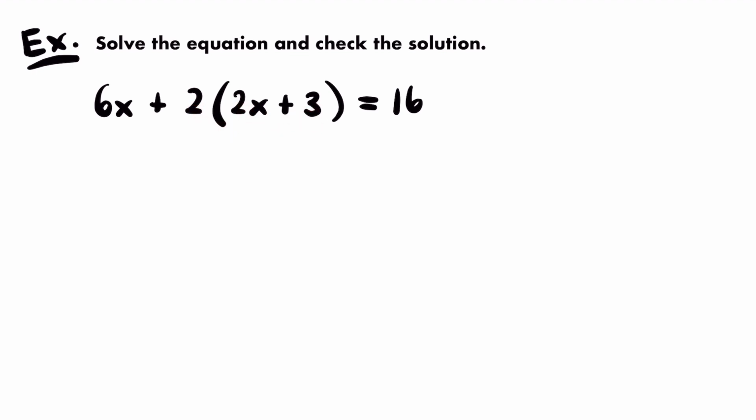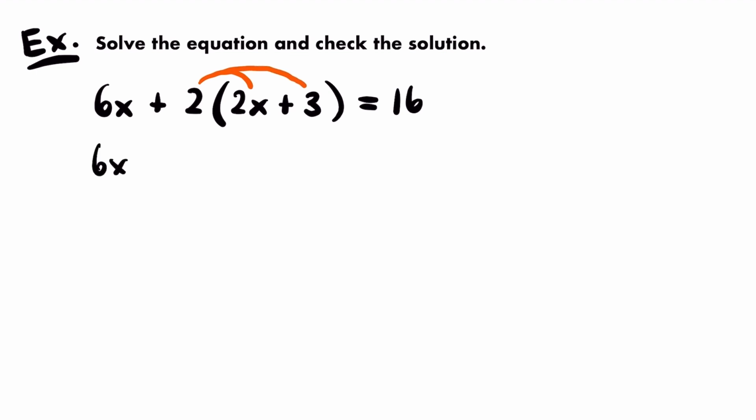By doing that, we'll get rid of the parentheses and then be able to simplify our equation further and eventually isolate and solve for the variable, which in this case is x. All right, that's our final goal here. We want to solve for x. So let's do that. Let's use the distributive property here. We're going to multiply 2 by 2x and then 2 by 3.